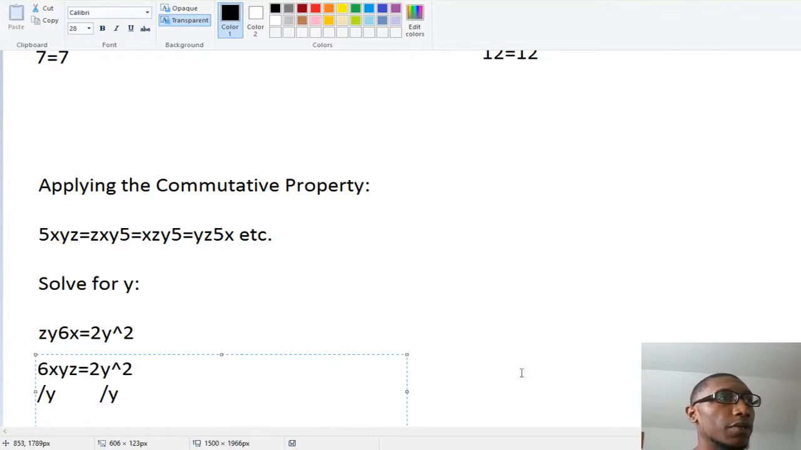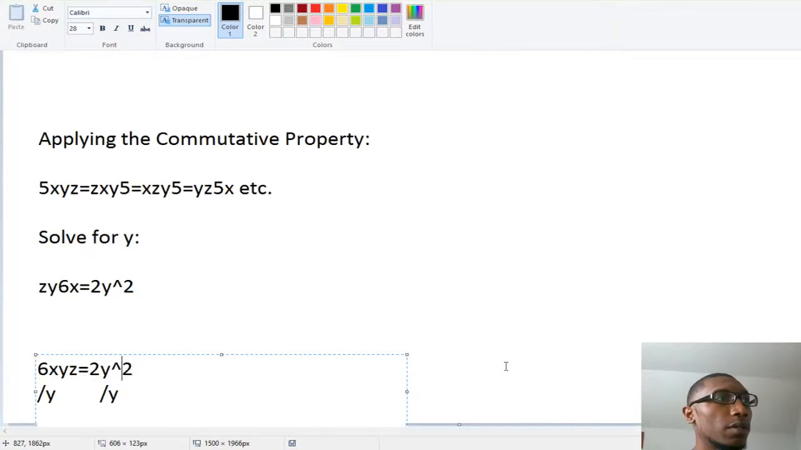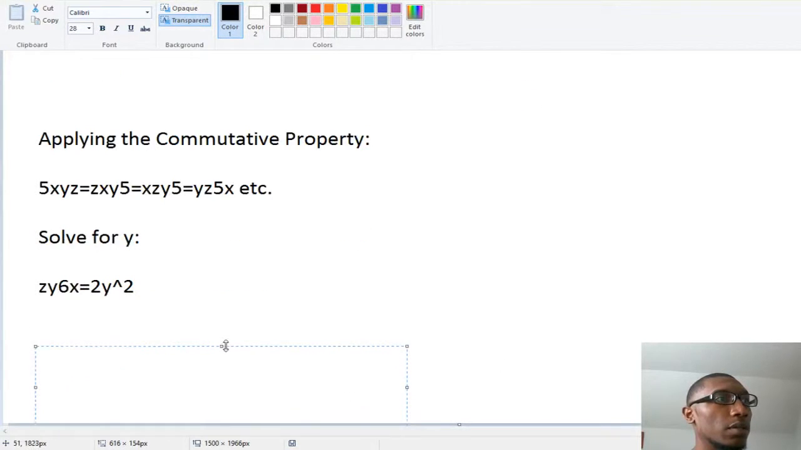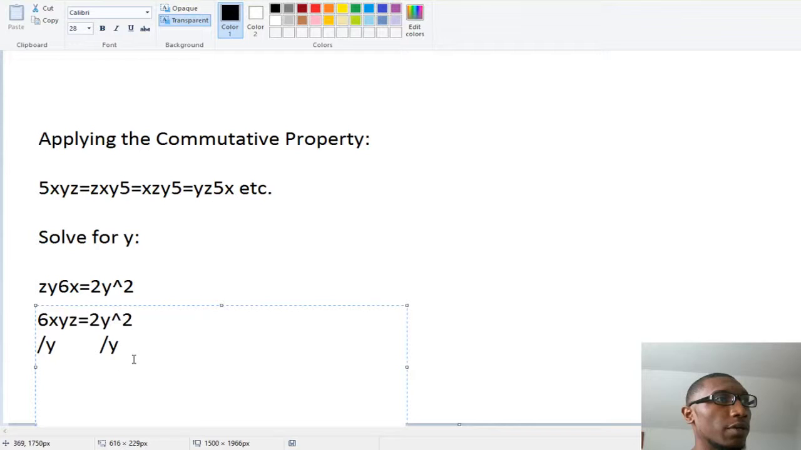Let me lower this real quick. There we are. Okay, so we divide both sides by y. So we're left with 6xz equals 2y. It was 2y squared, we divide by y, we get just 2y, right? And so now we have 6xz equals 2y.